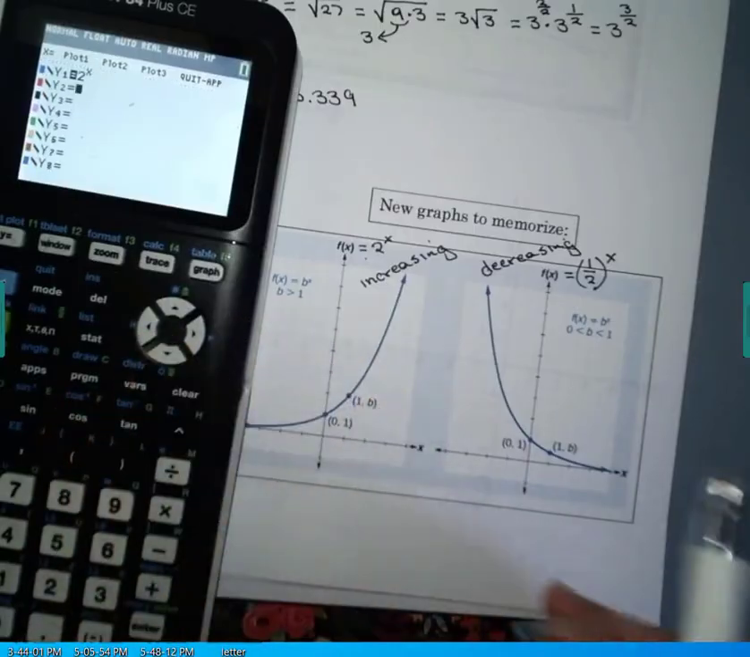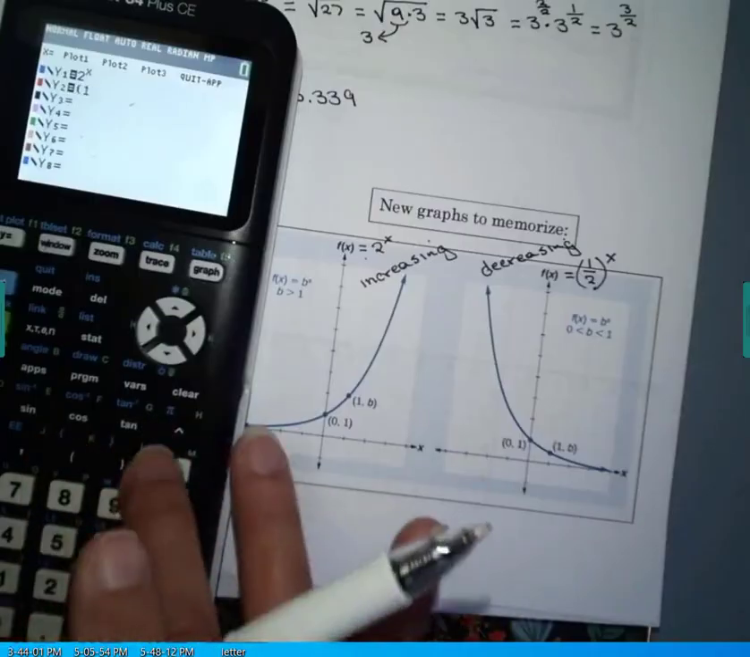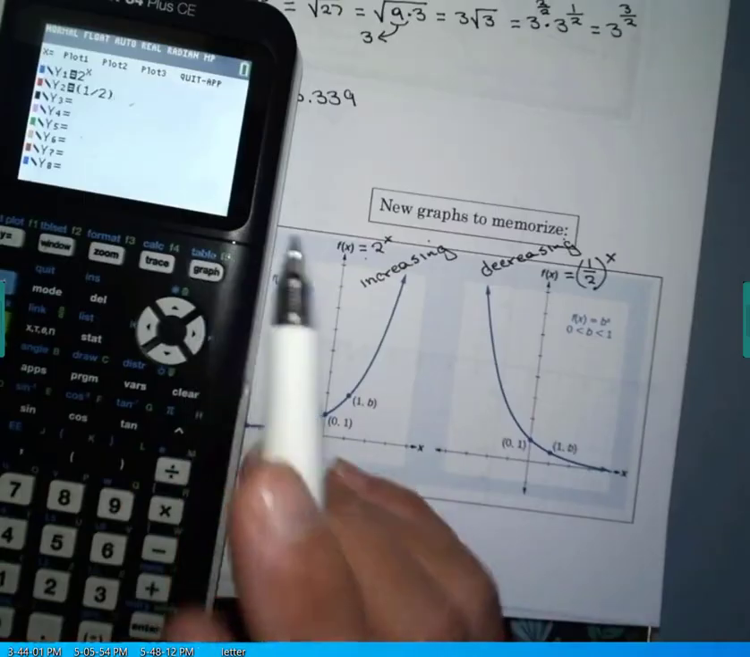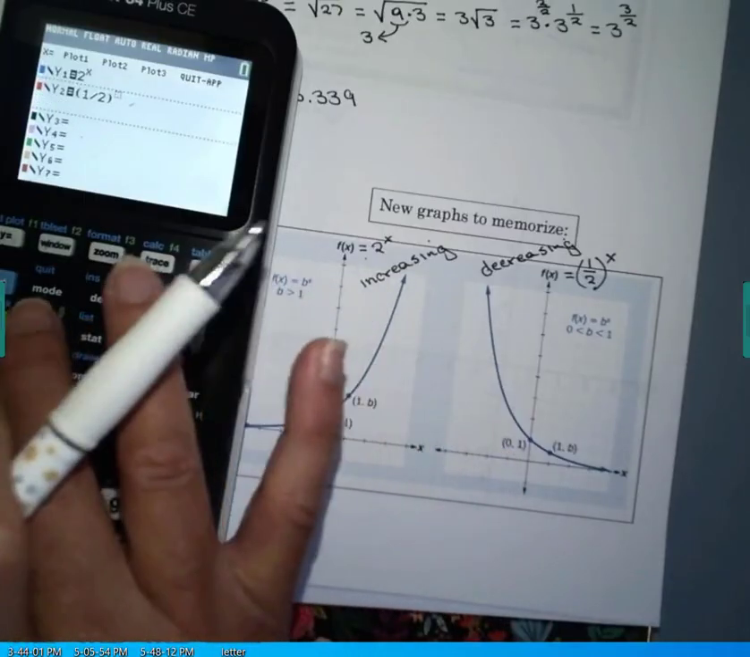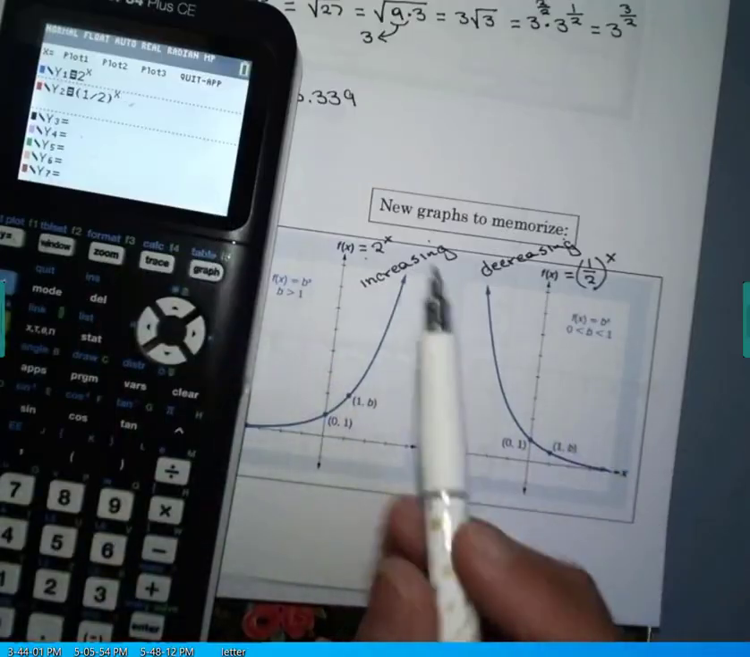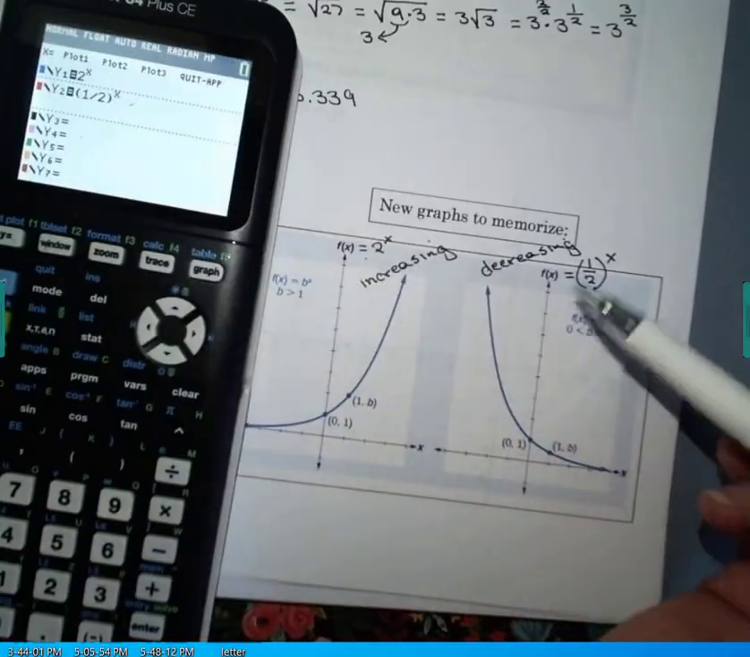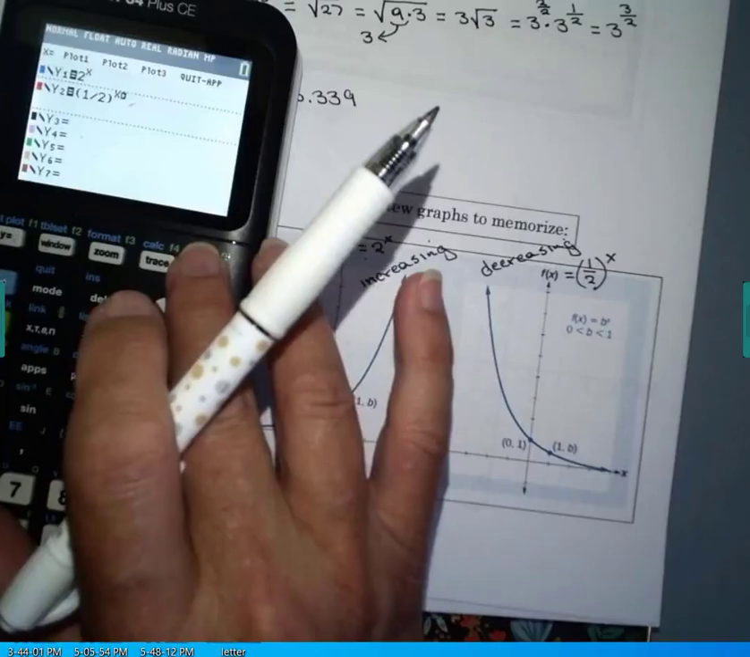And for the second one, the base is 1/2. So I'm going to enter the base of 1 divided by 2, and I'm putting it in parentheses just so my calculator doesn't get confused at all. And I say raised to the power of x again. So I've got 2 to the power of x, and I've got 1/2 to the power of x. The first one is going to be blue in mine, and the second one is going to be red. And let's look at what the graphs look like.